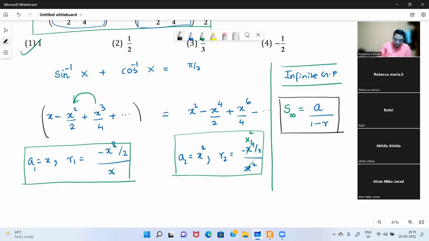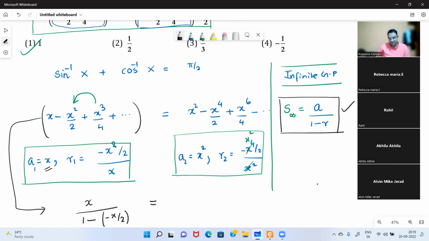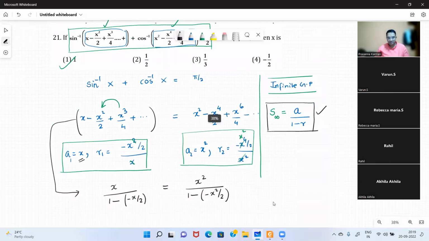So what will this term become? A by 1 minus R. What is A? X, divided by 1 minus R1. What is R1? Minus x by 2. Exactly. And that will be equal to, in this case, A divided by 1 minus R. What is A? X square divided by 1 minus minus x square by 2. Clear? Yes, sir. Very good.